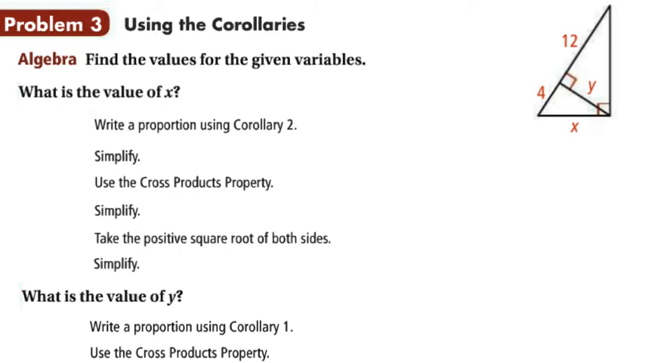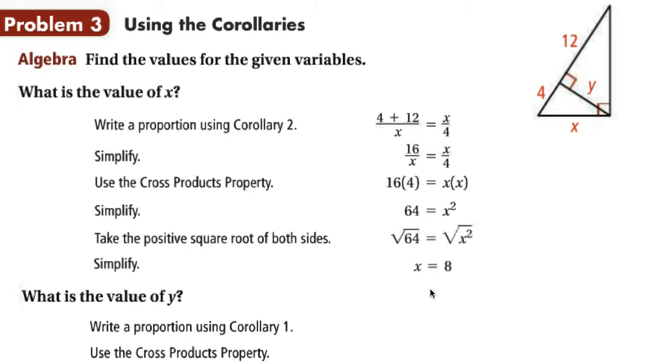So let's go ahead and do some problems. What's the value of x? Write a proportion using that corollary. Well, a proportion would be the entire hypotenuse is to x as x is to 4. Simplifying that, we're going to do the cross product. And then multiplying across, we get x squared equals 64, and x is equal to 8.